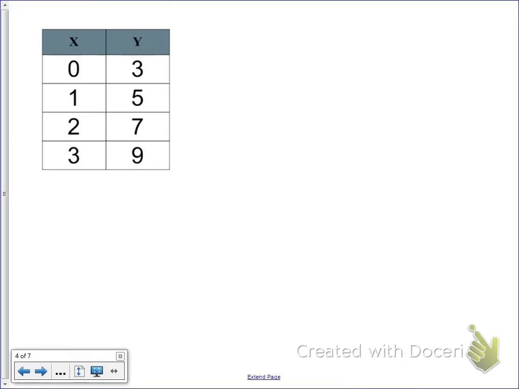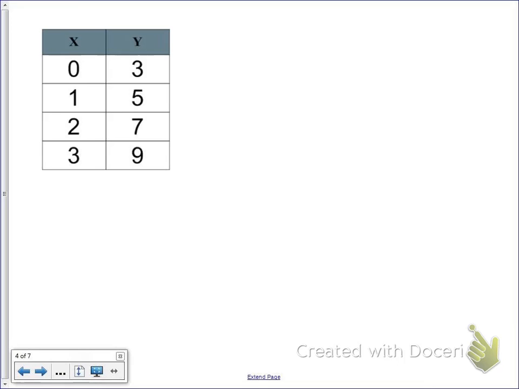All right, so today we're going to be finding a linear equation. We're going to write an equation, but we're only given a table of values. So we have all these numbers inside of a chart. I have an X column and a Y column, and I need to find the equation just given this.